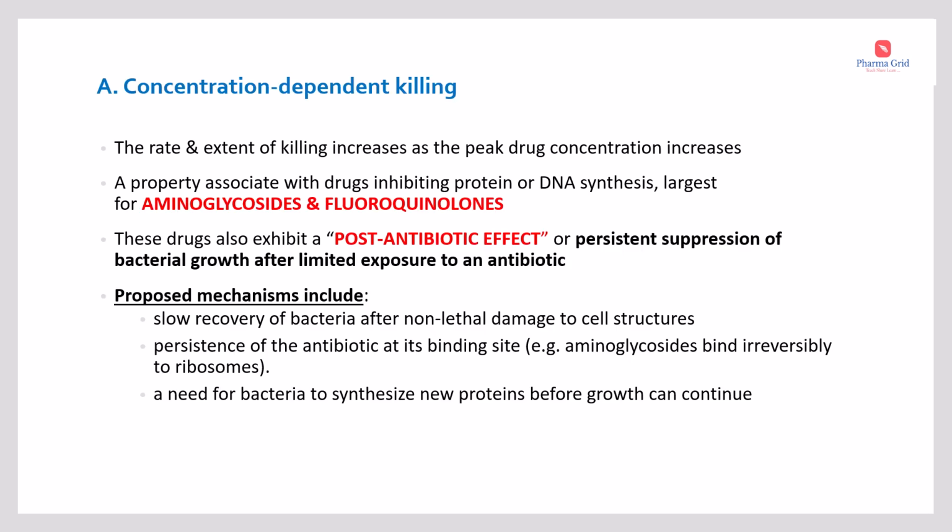So the first one is concentration dependent killing. We have already seen this before. So here the killing of microbes depends upon the concentration of the antibiotic. So if we increase the concentration of the antibiotic, there will be maximum killing of the microbes. That is, the rate and extent of killing increases as the peak drug concentration increases. So the drugs that exhibit concentration dependent killing, the major examples include aminoglycosides and fluoroquinolones.